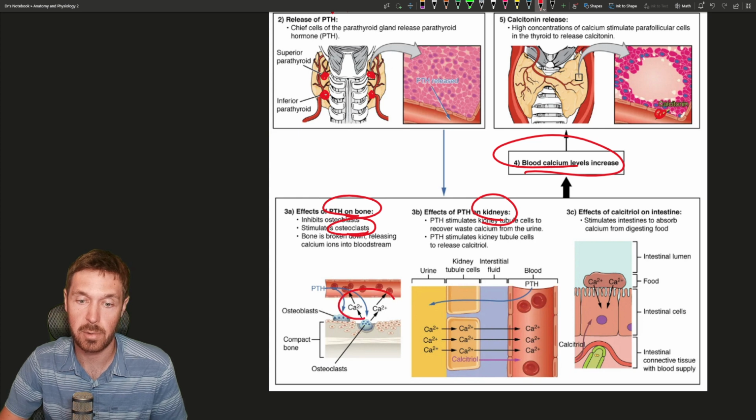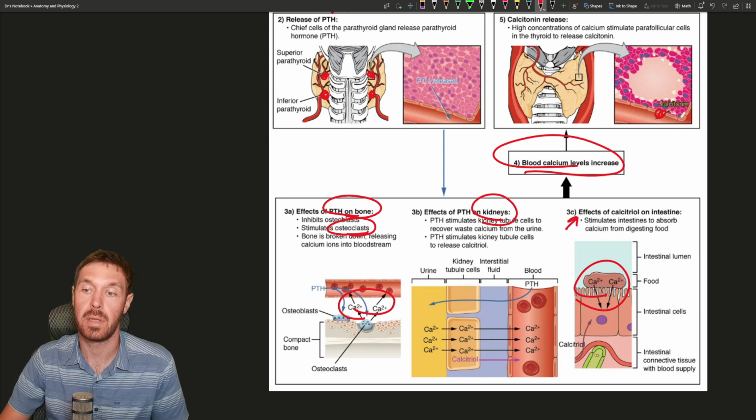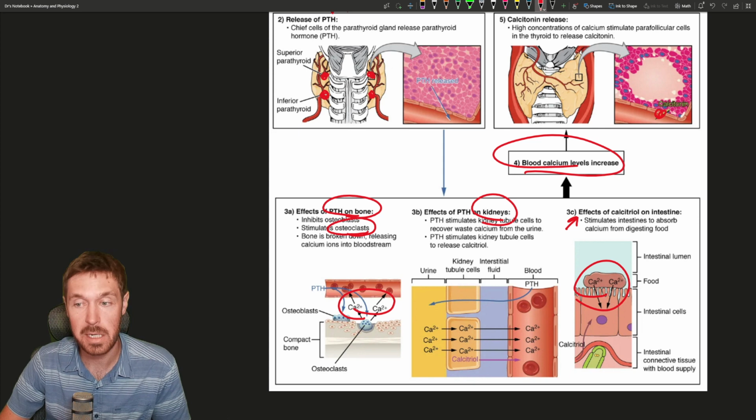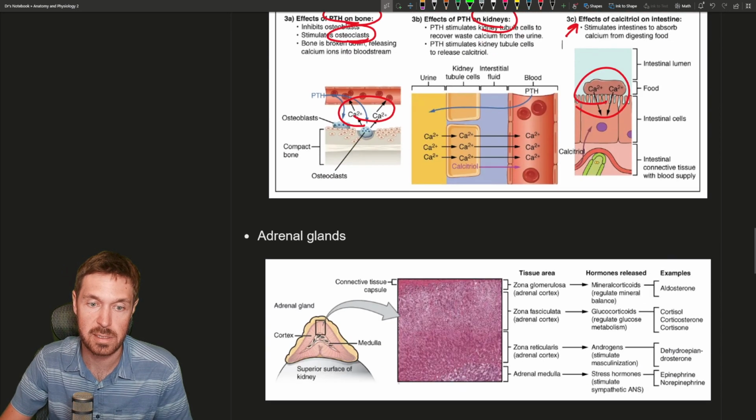That gets more calcium going back into the blood and also increases calcium reabsorption along with calcitriol, which is released from the skin, actually, in the digestive system. So all of that will eventually increase blood calcium levels and get it to where it needs to be.